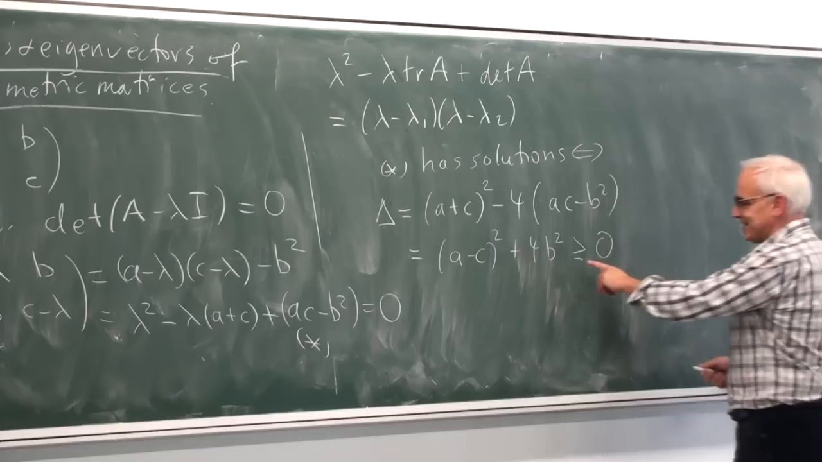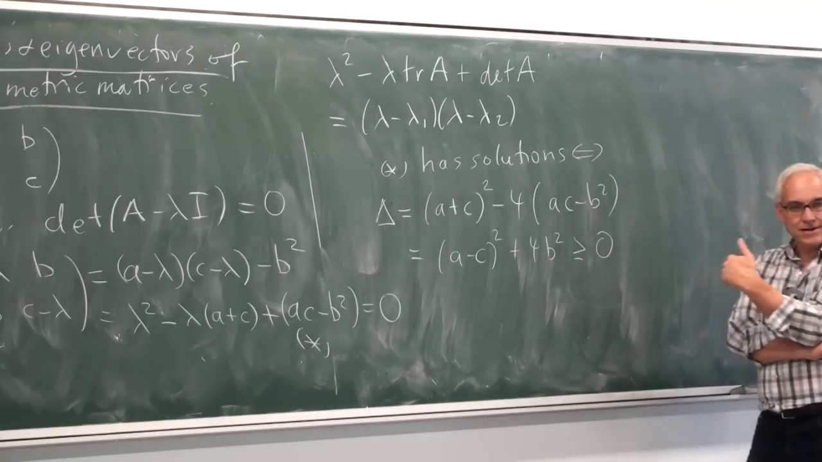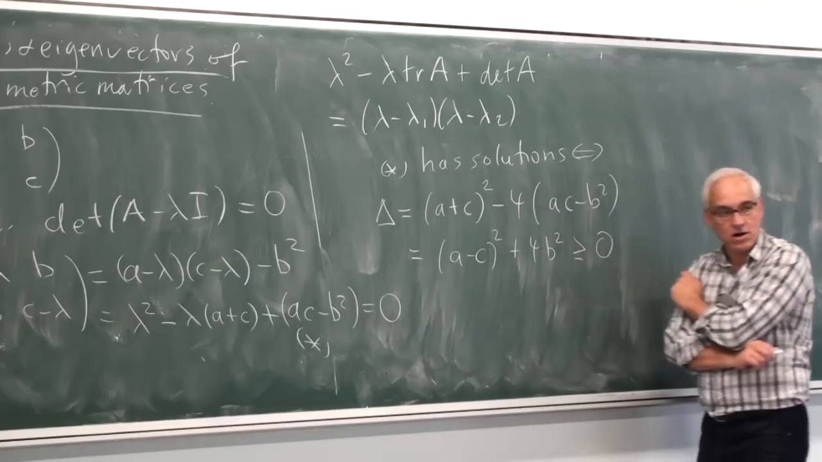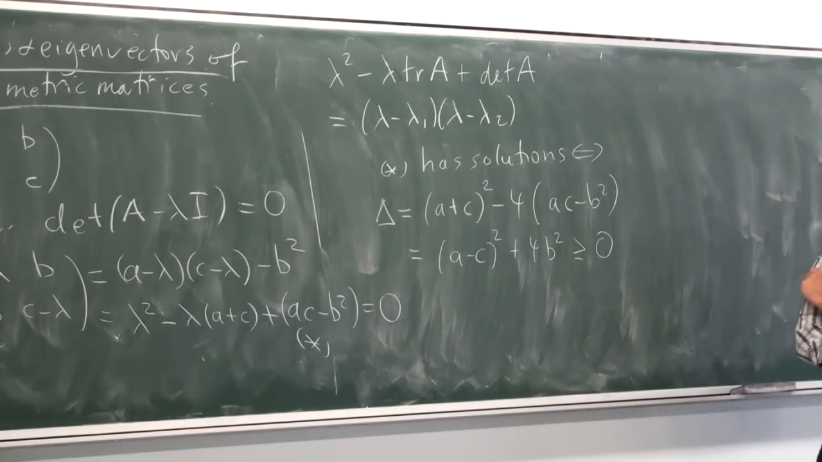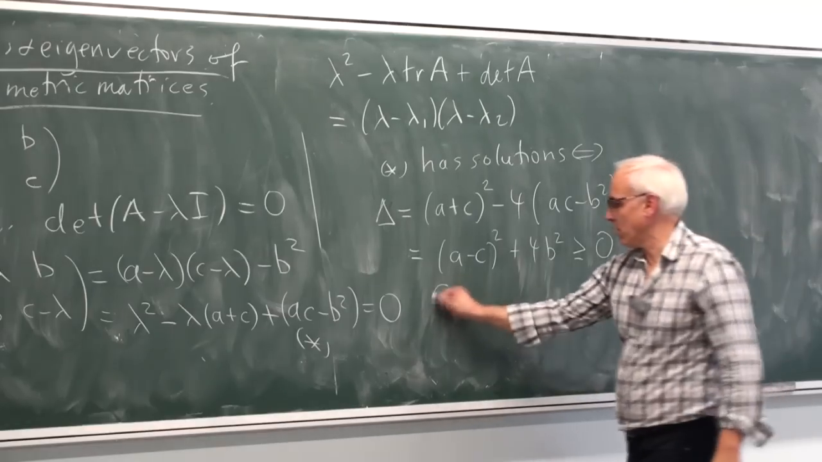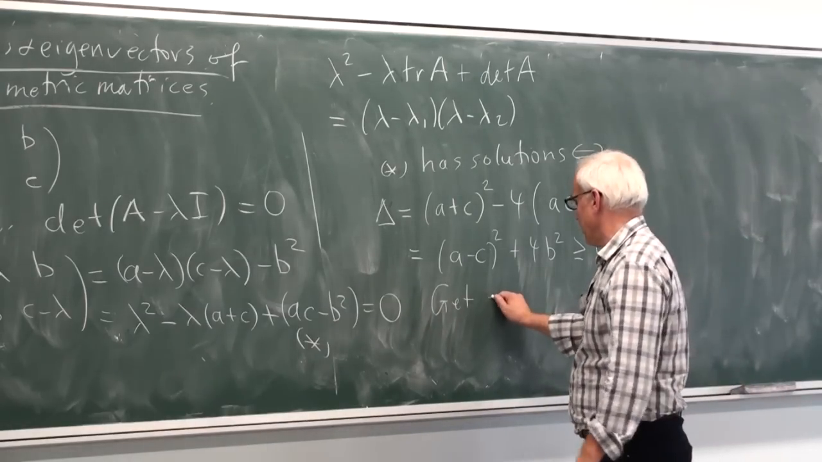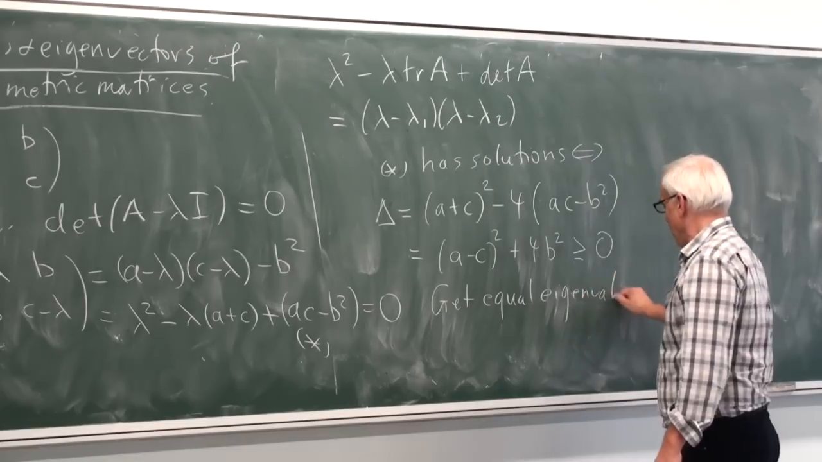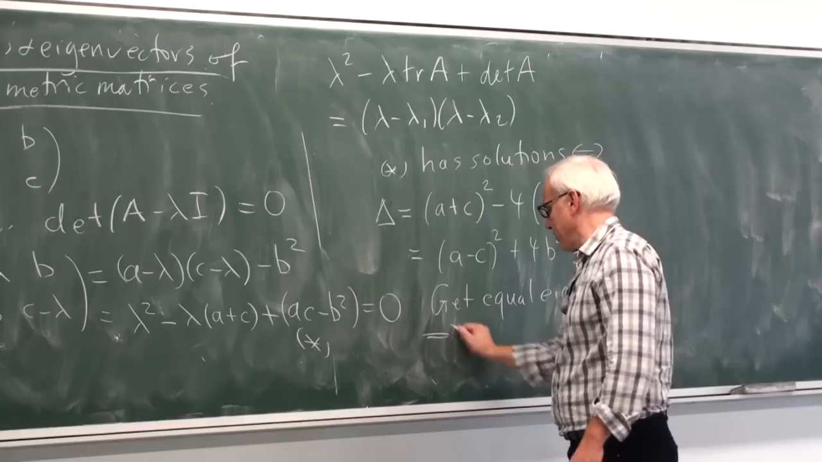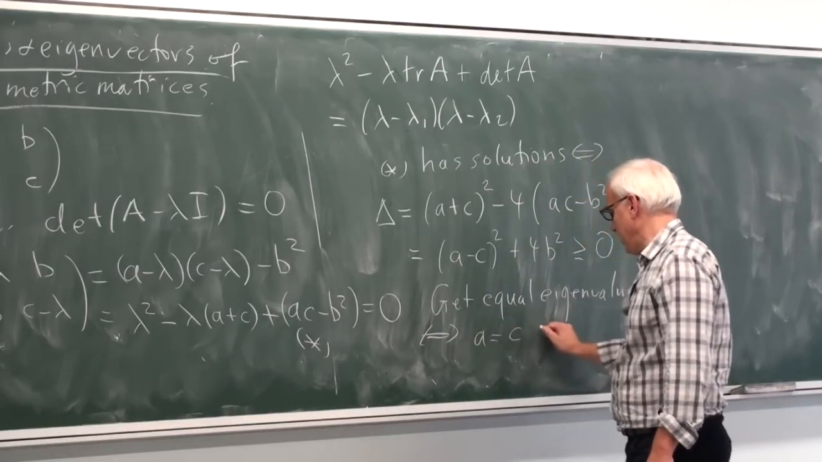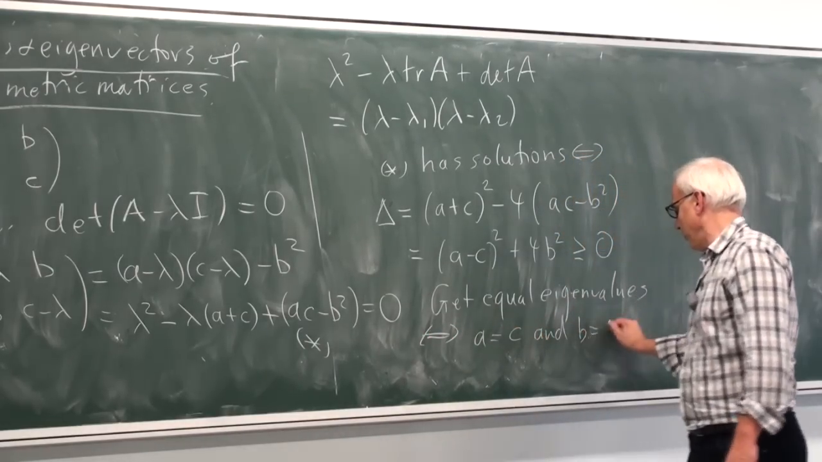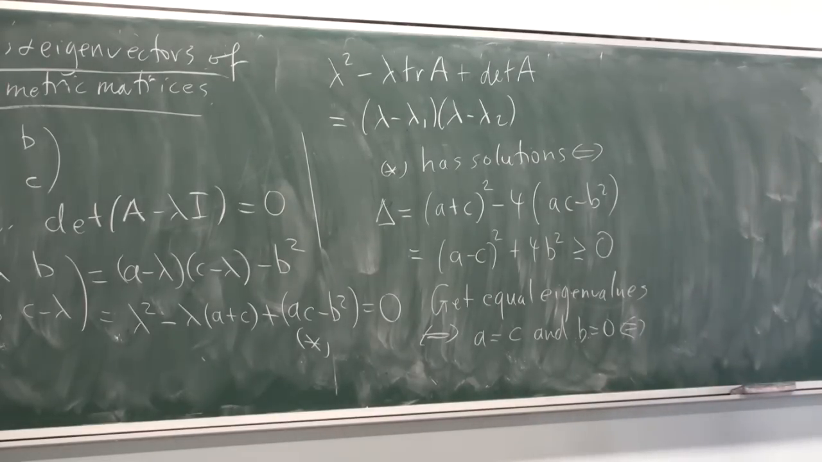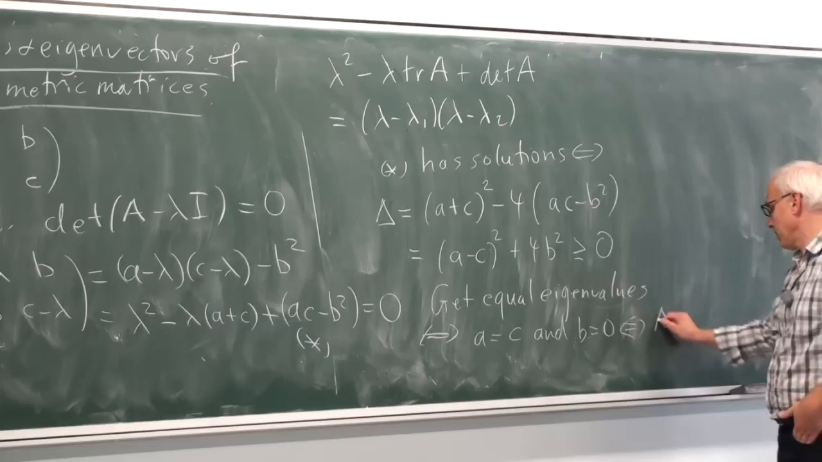And when do we actually get 0? When do we get equal roots? We get 0 only when both of these quantities are themselves 0. So we get equal eigenvalues only if a equals c and b equals 0. In other words, when we are starting with a matrix which is a multiple of the identity.